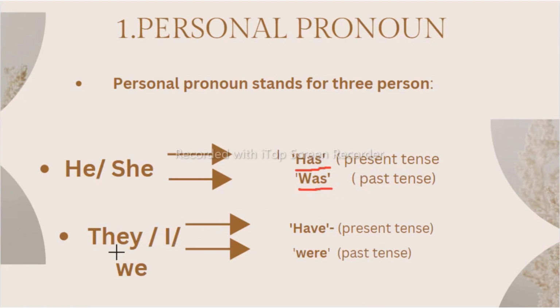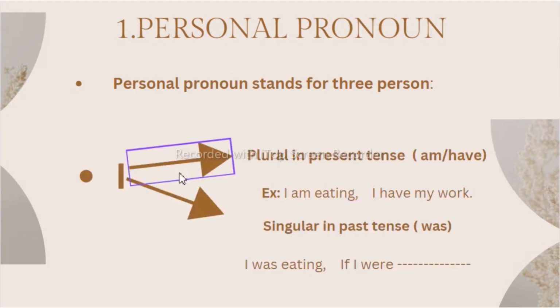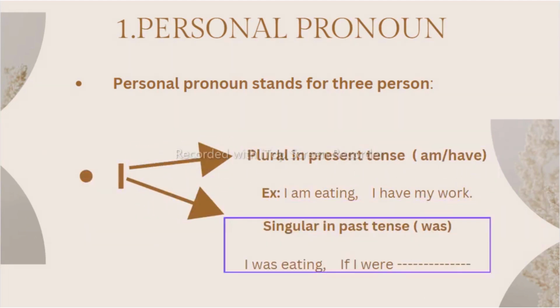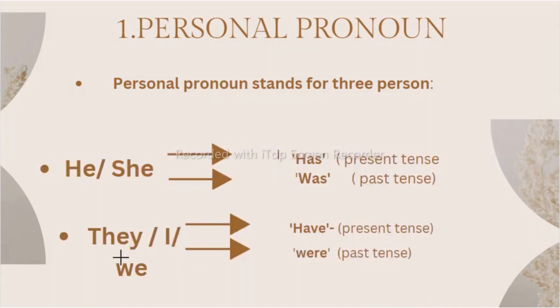And along with this, "they", "I" and "we", which are plural, we have to use the term "have" in the present tense. Already we have discussed this "I" here. So here you can see we have used "I have" in the present tense. So when we are talking about the present tense, along with "they", "I" and "we" we have to use this plural verb which is "have". And if we are talking about past tense, we have to use along with "they" and "we" the plural verb which is "were".